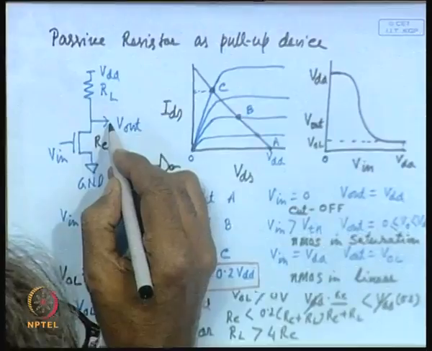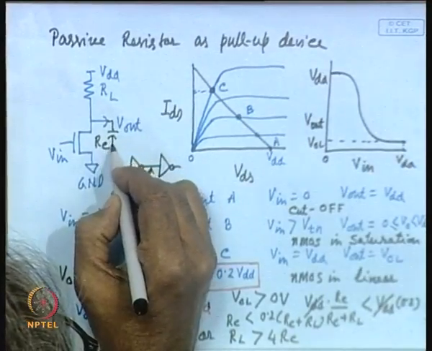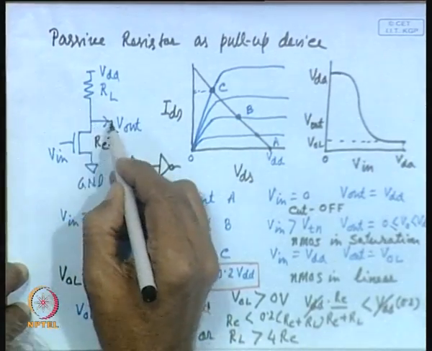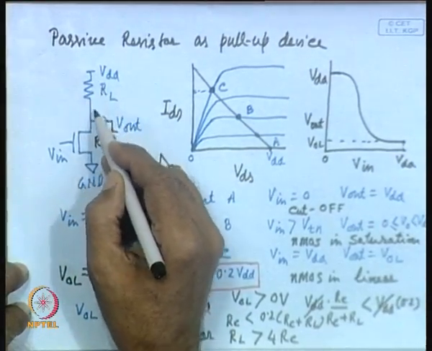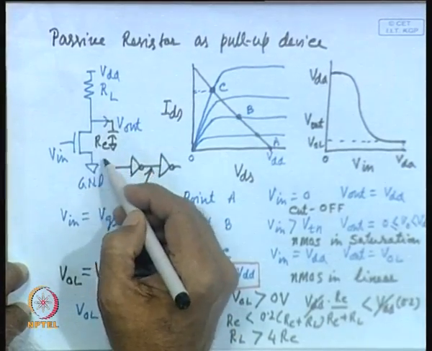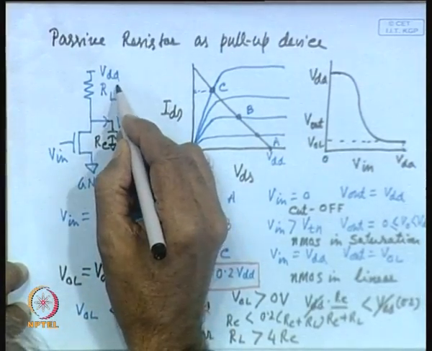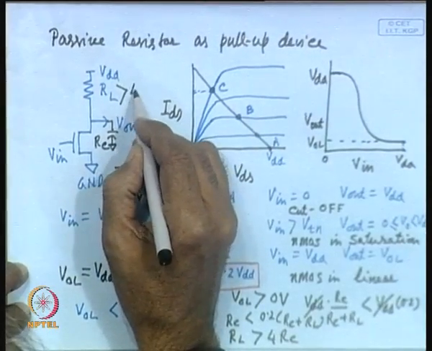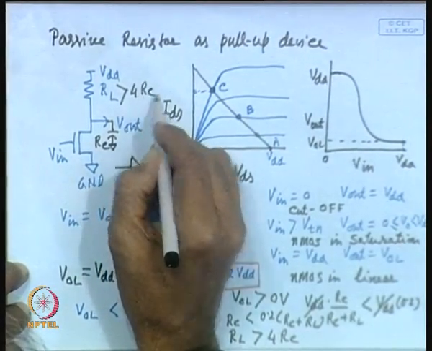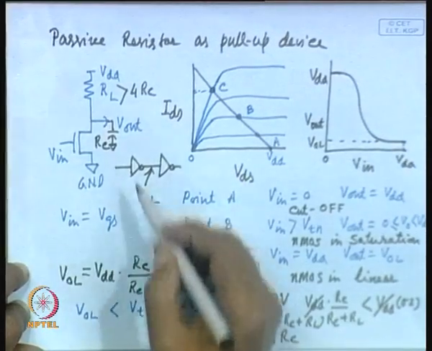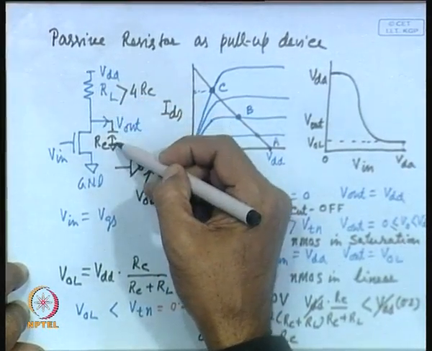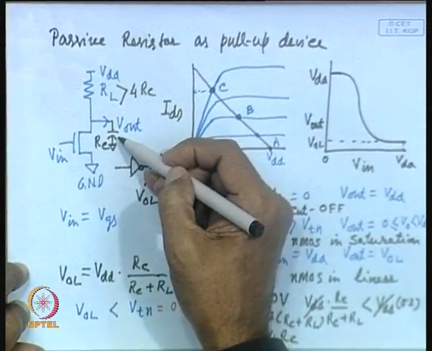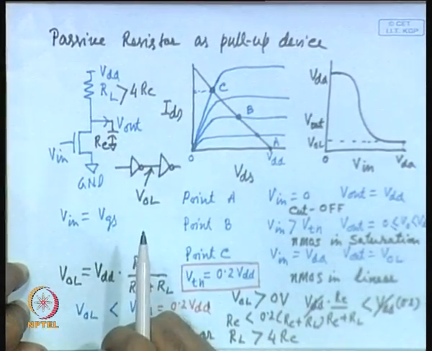So, charging and discharging of capacitors, that means here you will be having some capacitor connected, and this capacitor has to be charged through RL and discharged through RC. Since RL has to be 4 times RC, obviously this charging time will be at least 4 times that of the discharging time. So, charging and discharging times are not the same, asymmetric.